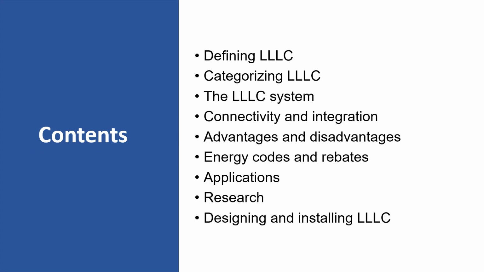To that end, we will define and categorize luminaire level lighting control and describe its characteristics. From there, we can evaluate its advantages and disadvantages and how it fits into energy codes, rebates, and applications. Armed with this knowledge, we can then talk about designing and installing luminaire level lighting control systems.